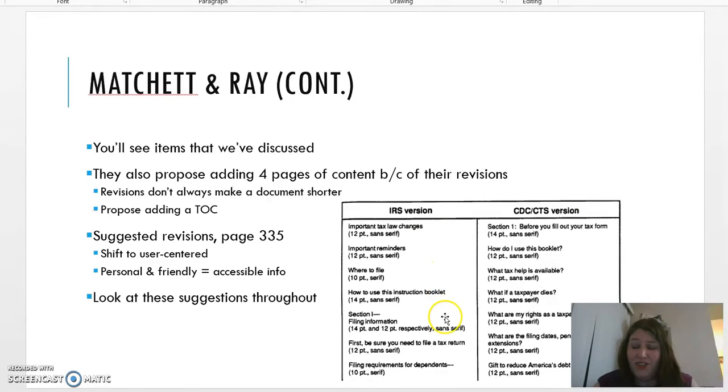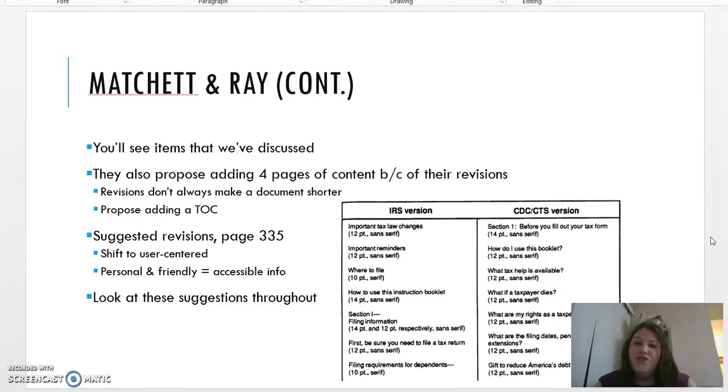You'll see the IRS versions and then what they're suggesting that they change. So you can see even there that there's a lot more information, like what if a taxpayer dies? What are my rights as a taxpayer? Things like that. So that's going to add a lot more content, and it would be helpful on a TOC so people could scan the table of contents, find the area that they need, and then go to that section immediately.